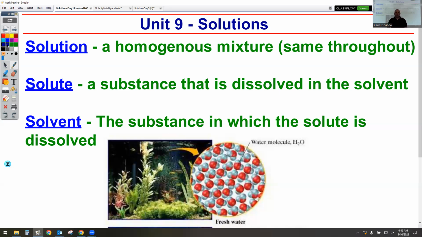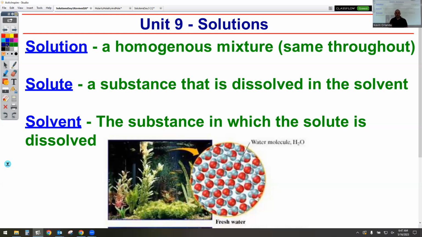So we're going to start off today by looking at three different terms that we need to know in order to understand what we mean by the term solution. So the first term up there, you might have heard back in September when we first talked about different types of mixtures and we were classifying matter. So the term solution refers to any homogeneous mixture where the solute and solvent are mixed evenly throughout.